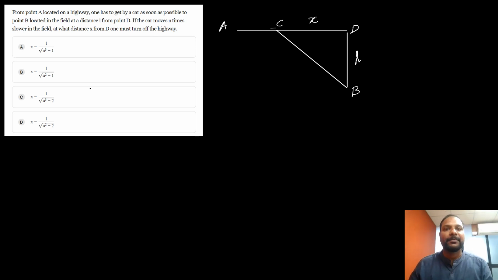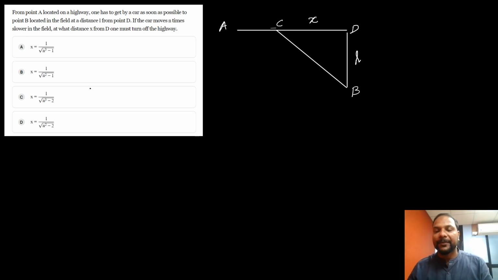From point A, located on a highway, you can see the figure also. From point A, located on a highway, one has to get by a car as soon as possible to a point B located in the field at a distance L from the point D. If the car moves n times slower in the field, at what distance h from D one must turn off the highway? Clear? So you have a highway.